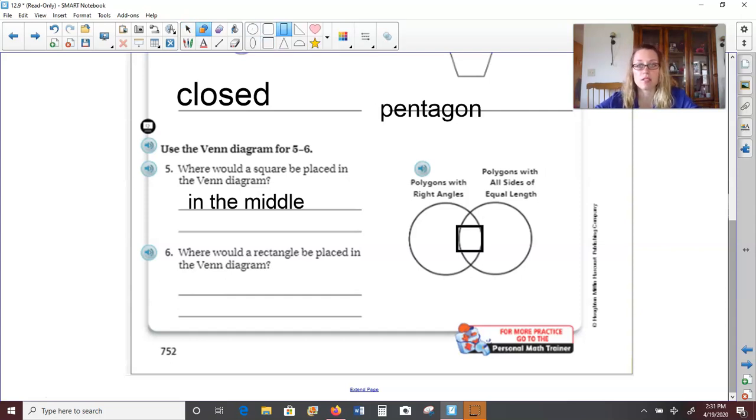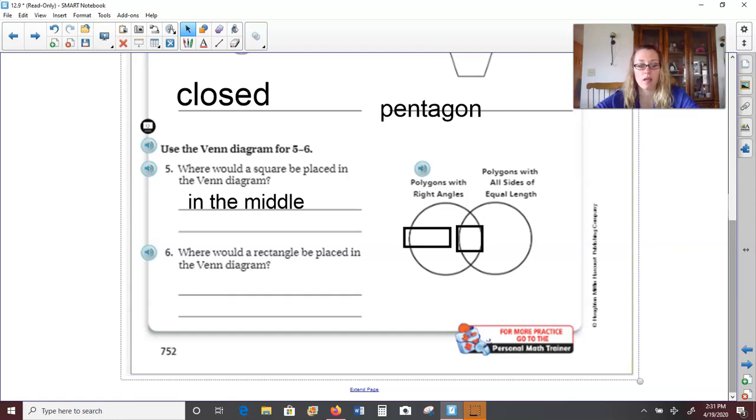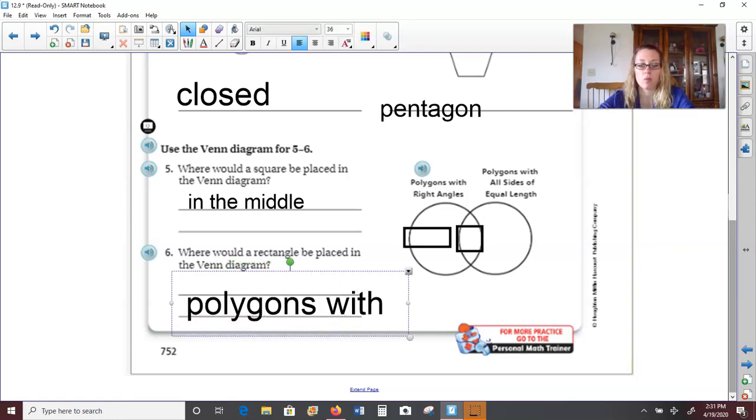And then number 6, where would a rectangle be placed? So let me just get a quick rectangle here for us to see. Where would we place a rectangle? Does it have right angles? Yeah. Does it have all equal sides? No. So we would keep it in the polygons with right angles.